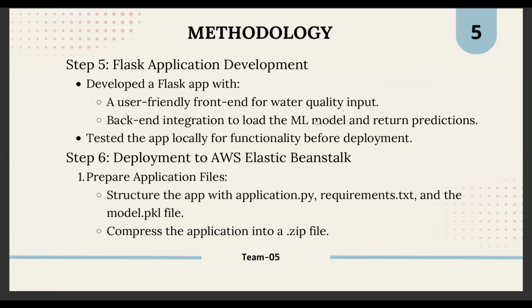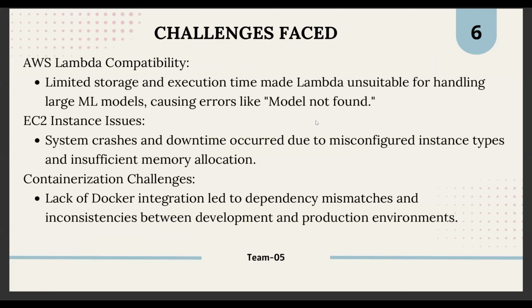So the challenges we have faced: the first one is, as I have told, we used Lambda. It could not handle model size and dependency management. Then we moved to EC2, which crashed due to improper instance sizing. Initially, lack of containerization caused inconsistencies between local and cloud environments. Building dependencies for Flask with ML libraries took multiple iterations. These experiences taught us to choose cloud services based on model complexity and runtime constraints.